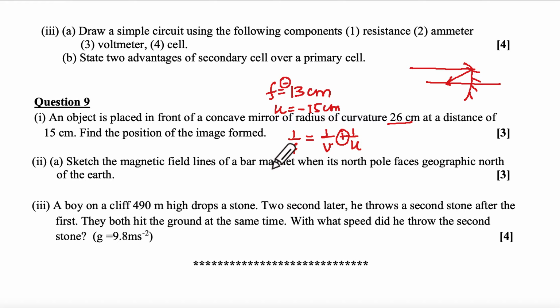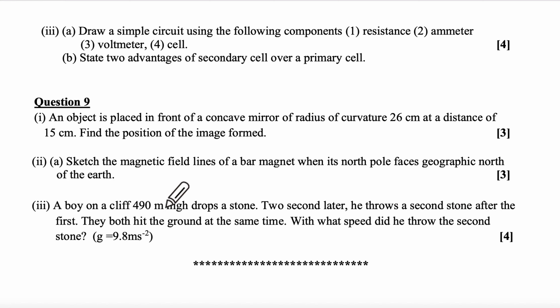Magnetic field lines of the bar magnet when the north pole is facing the geographic north. Remember I told you the mnemonic: NS, NS, NS, and then NNSS, EW, EW. These are for the neutral points that are there. So learn it up. Then let us come to the last one.